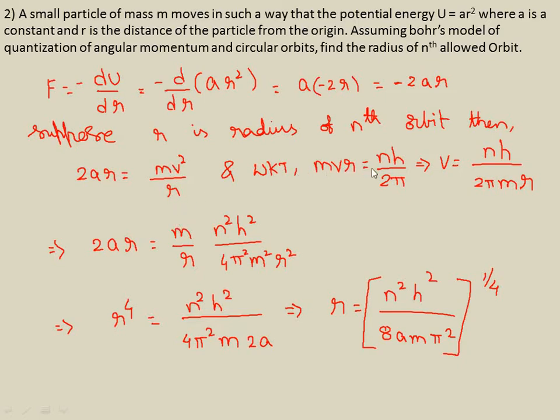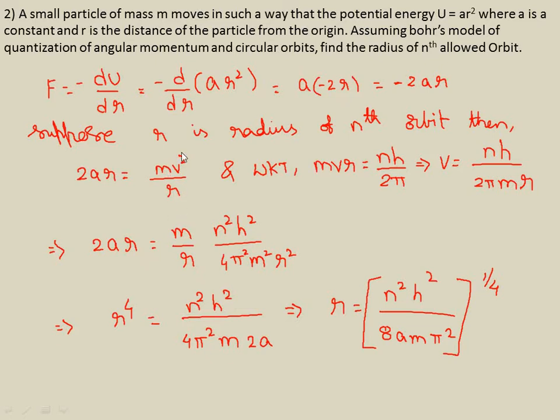And now from the quantization condition, we know that mvr equals nh by 2 pi, which is integral multiples of h by 2 pi. The angular momentum of the electron revolving in the circular orbit is mvr, and that will be equal to integral multiples of h by 2 pi. So from that we can write v equals nh by 2 pi mr. Now substitute that result here.